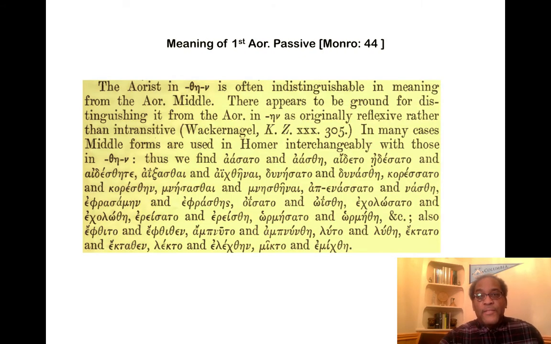As to the meaning of the first aorist passive, that in theta, eta, the aorist in then is often indistinguishable in meaning from the aorist middle. There appears to be ground for distinguishing it from the aorist in en, that is the second aorist, as originally reflexive rather than intransitive. In many cases, middle forms are used in Homer interchangeably with those in theta, eta. And thus Monro gives quite a few examples that you can examine at your leisure. This is section 44 of Monro's Homeric Grammar.